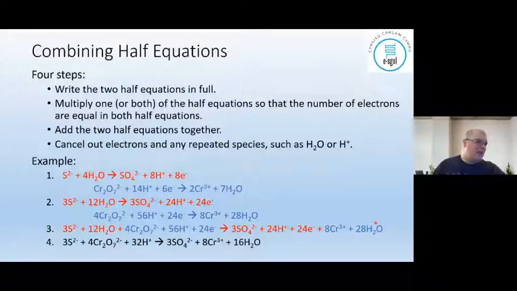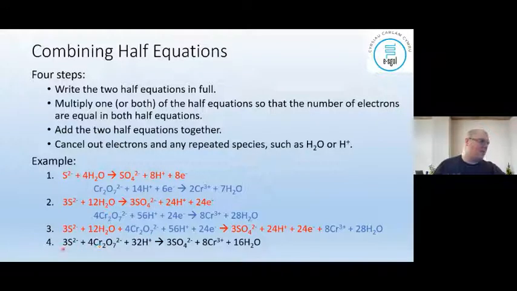So we simply remove 12 H2Os from the right-hand side and remove them from the left-hand side completely, and we end up with 16 H2O molecules left on the right-hand side. As for the H+, we've got 24 on the right-hand side and 56 on the left. So we take away 24 from 56 and we end up with 32 H+.